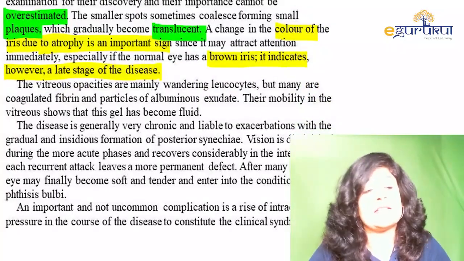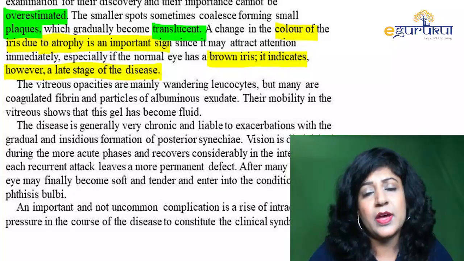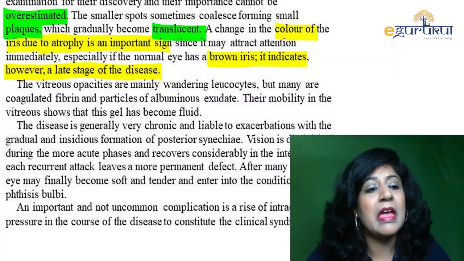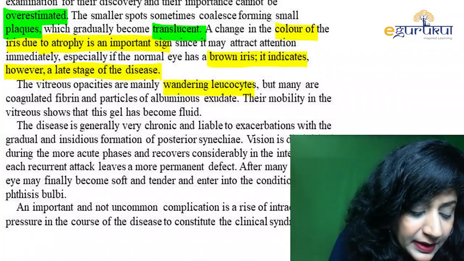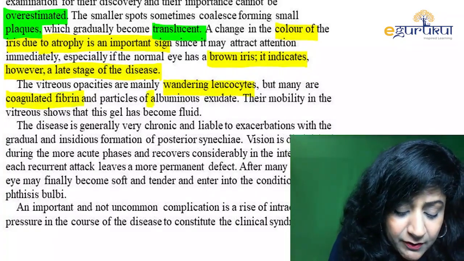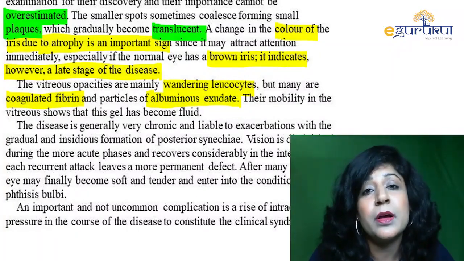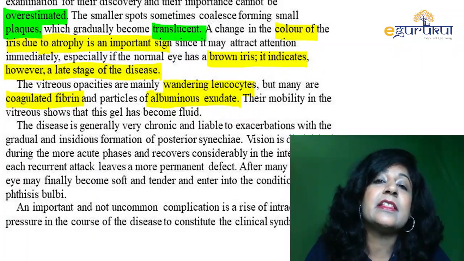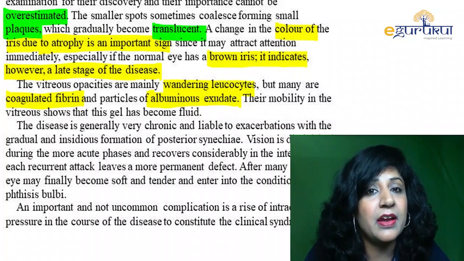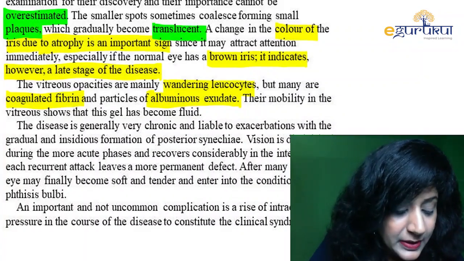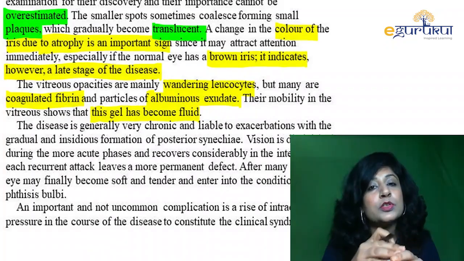Now the vitreous opacities. So if you are getting the opacities in the long term cases where you are having very slow changes, you may have some opacities in the vitreous. There could be wandering leukocytes, but many are coagulated fibrin. We have albuminous exudate. So the same thing that we were getting in the anterior chamber in the form of aqueous cells, in the form of aqueous flare, the same we are getting in the vitreous. So that is vitreous flare and the vitreous cells. Their mobility in the vitreous shows that this gel has become fluid, and also they are mobile.